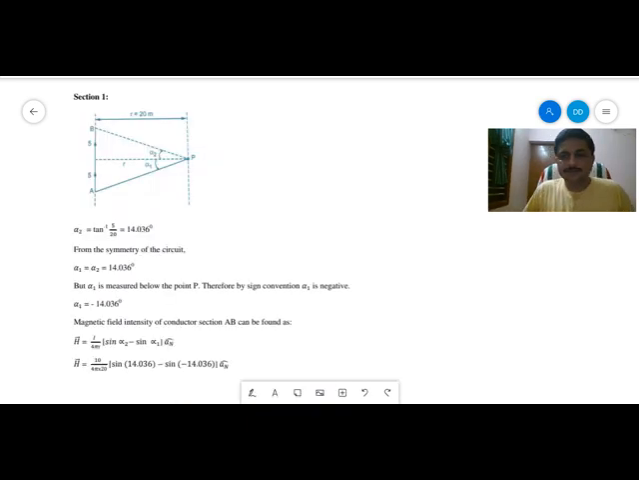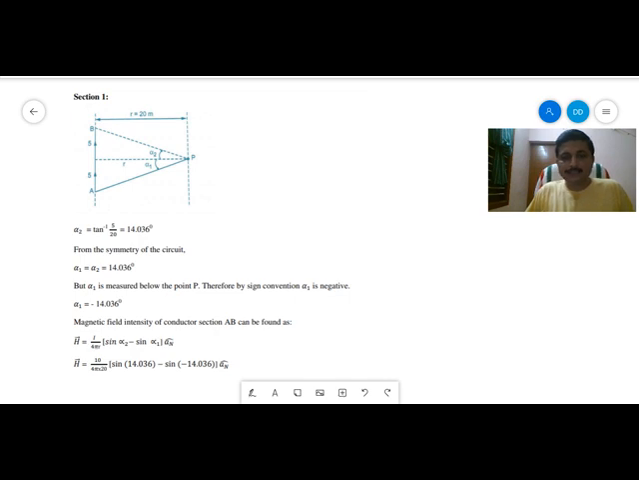Now let us choose section 1 like this. Section 1 is the portion AB. So I am going to find the magnetic field intensity at P due to this section. Here I will be using the idea of magnetic field intensity at a point due to a finite length conductor.